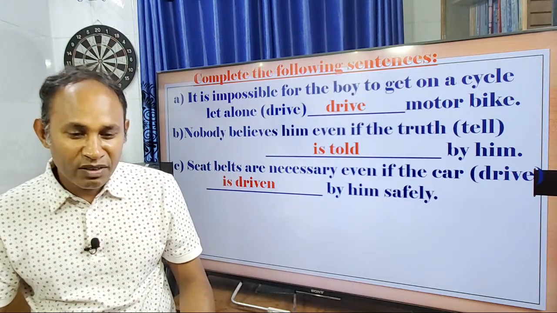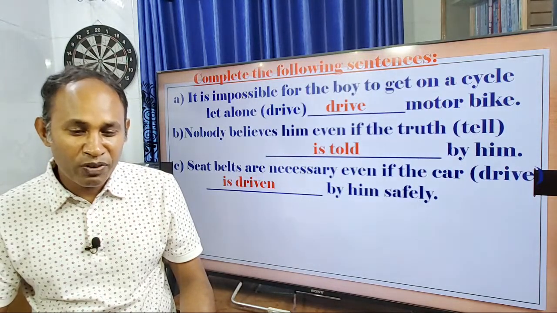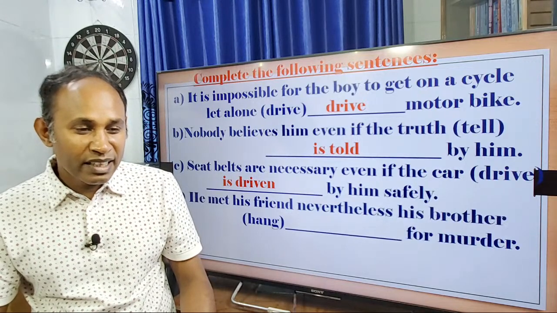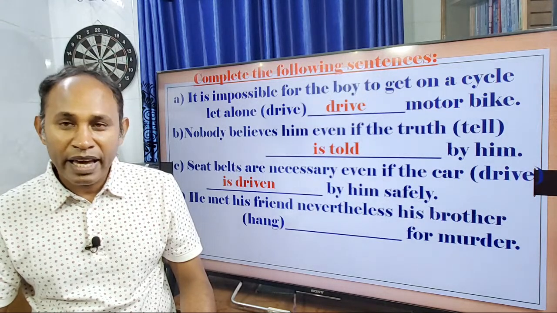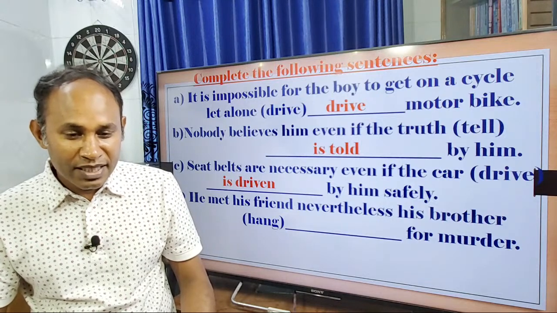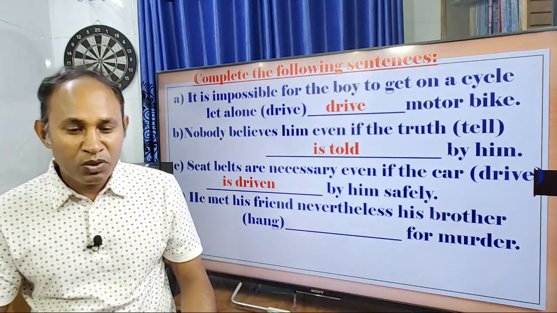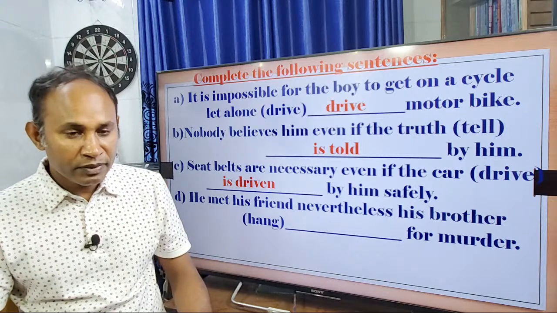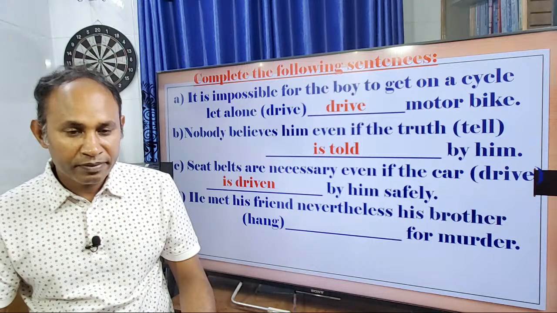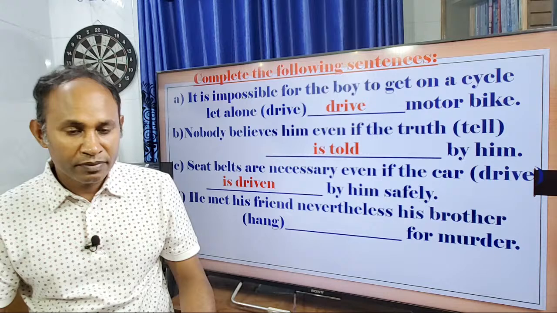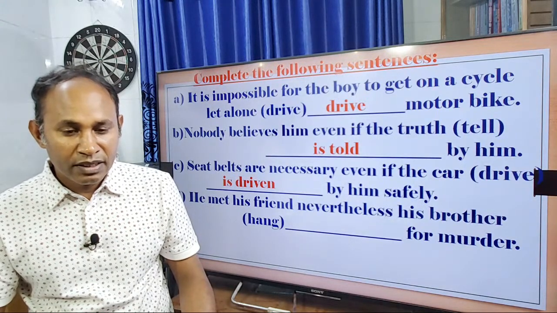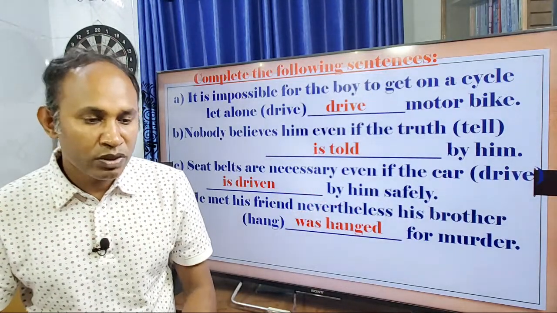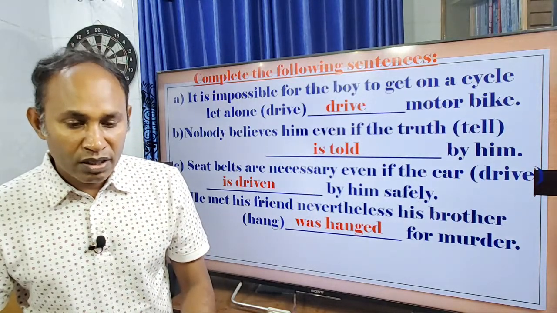Nabila, what is driven? Can you explain it? So driven is your answer. Okay. And the next question: he met his friend, nevertheless his brother was hanged for murder. Saima, I'm sorry, not drove. Drove is the past form, so you will have to write down driven. Okay, and would you please write down the answer? That's good, thank you very much. This answer was so easy, and of course, was hanged is absolutely the right answer, because hanged means to be executed by hanging.